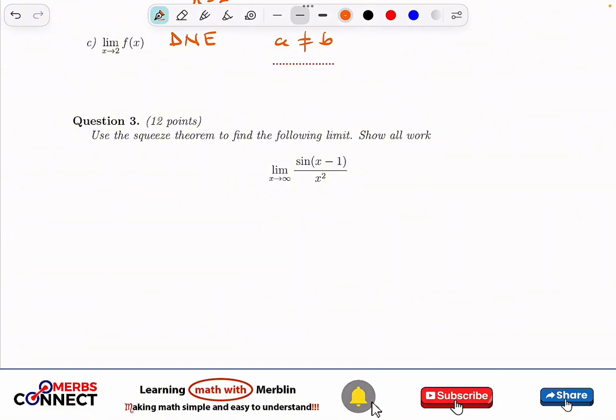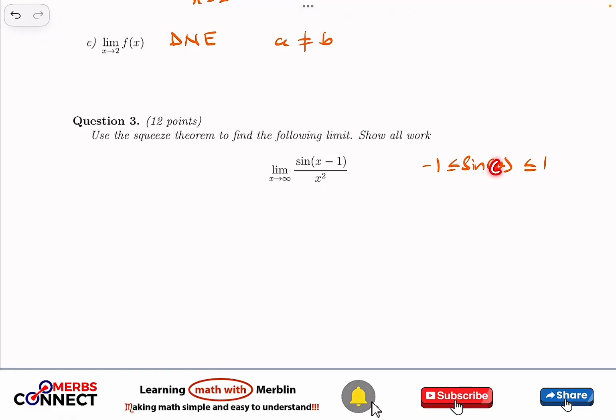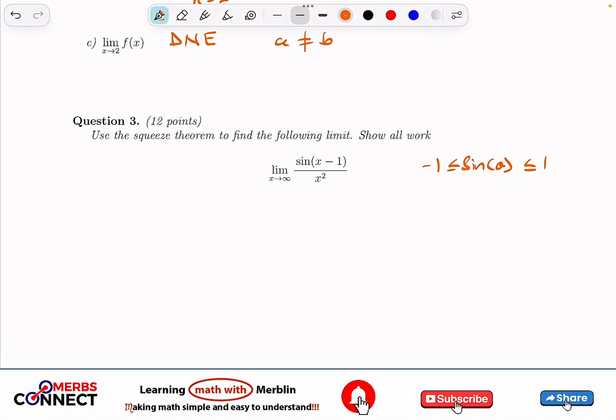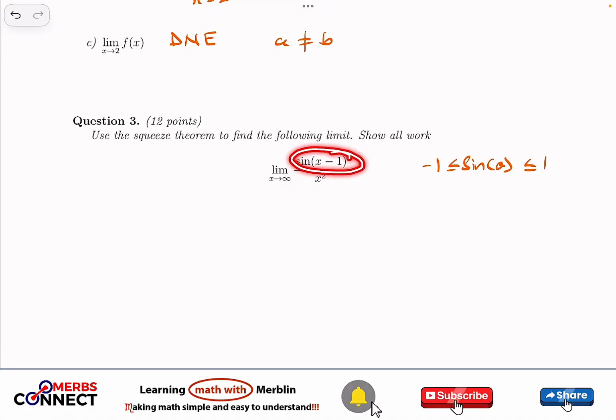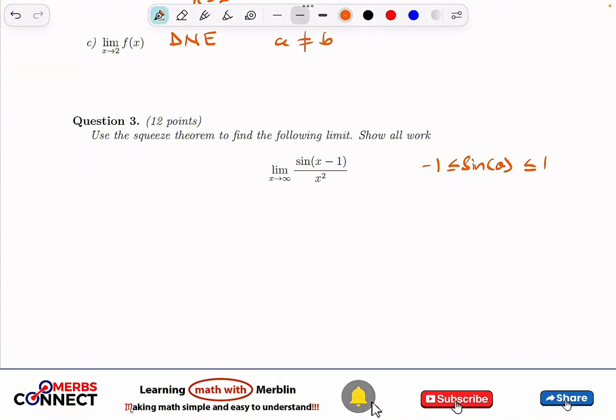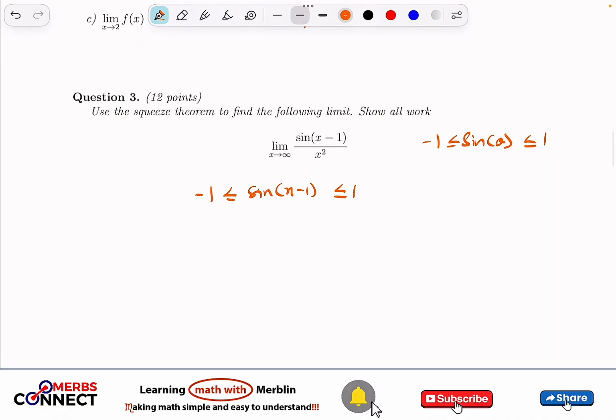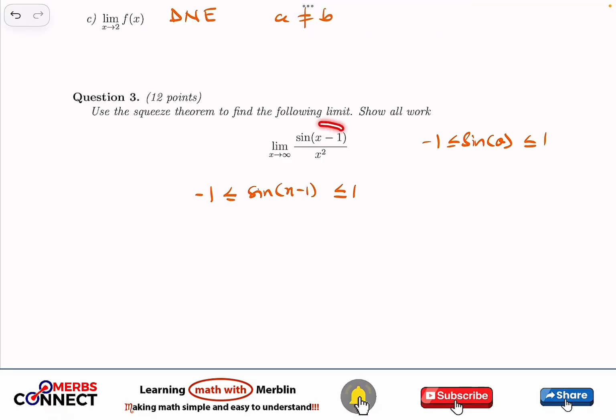We know that sine is always between 1 and -1, right? So no matter the angle, the angle can change, still we are going to lie between -1 and 1. So it means that now here I need to look at the function first, which is sine, and then I have -1 less than or equal to sine of x minus 1 less than or equal to 1.